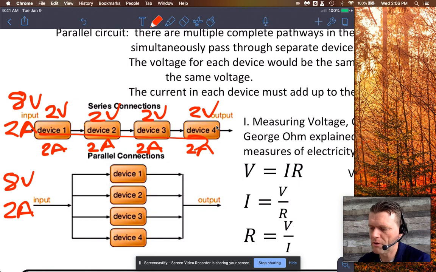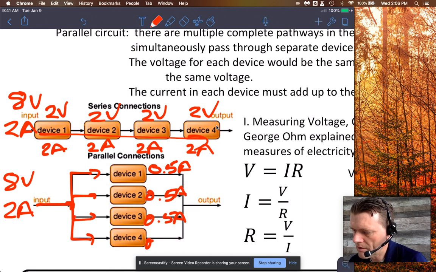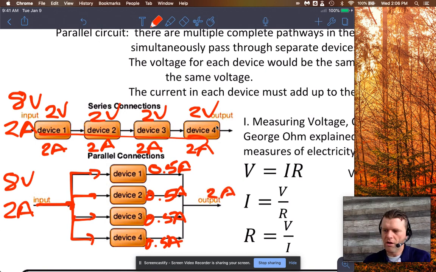Now, just to contrast that quick with parallel circuits, down here, you can see the current comes in, but that 2 amps of current now has to split. Some of it will go up like this, some will come down. So the current has to kind of break up. Each device would only get half of an amp, 0.5 amps, all things created equal here. And then the output, of course, would still be 2 amps by the end because they all flow together towards the end.